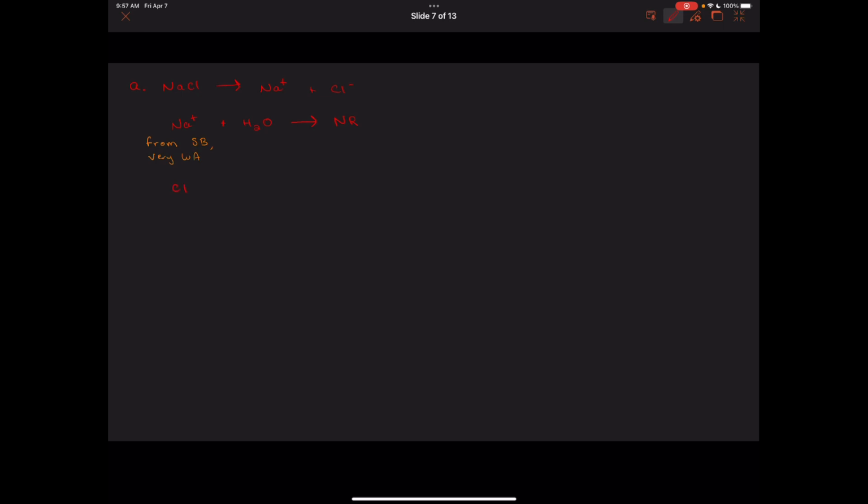My chloride, we put that chloride into water, we're also going to get no reaction. That's because that chloride is coming from a strong acid. That means this conjugate base is very weak. As a weak base, it's not going to have the ability to pull a hydrogen off of the water molecule. So it's going to remain Cl- and we get no reaction.